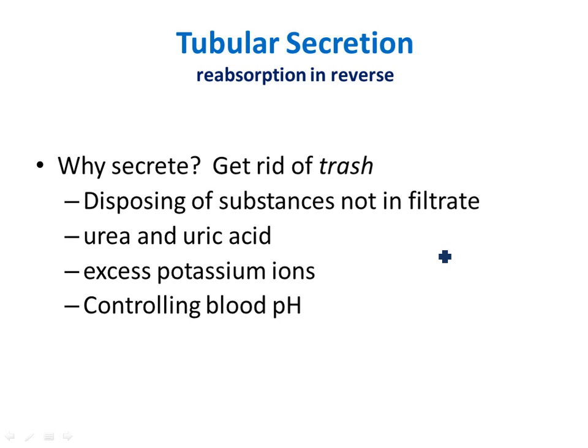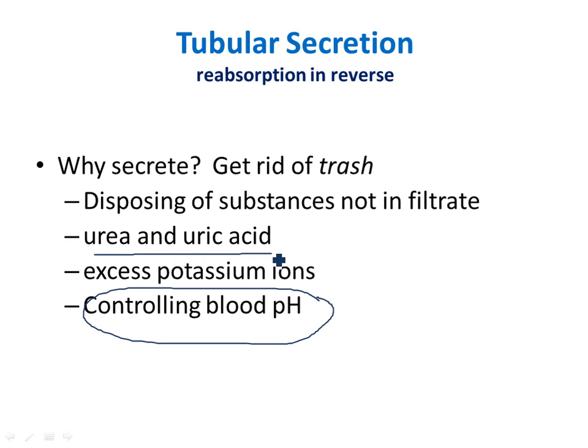At any moment in time, only about 20% of the blood plasma is actually getting pushed into a nephron. And so that means a good 80% of it didn't. So it's our second chance to get trash and throw trash away. So we do use secretion to control blood pH, because we use secretion to control getting rid of hydrogen ions or OH ions. We secrete urea and uric acid, excess potassium ions, and again, anything else that's considered waste.